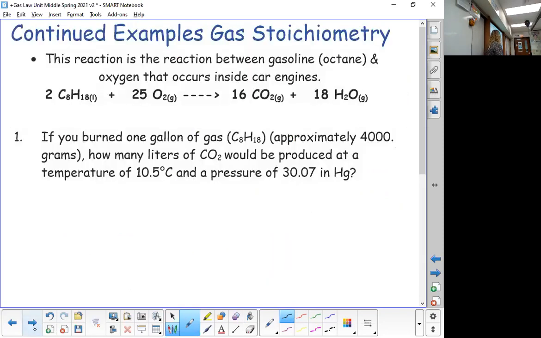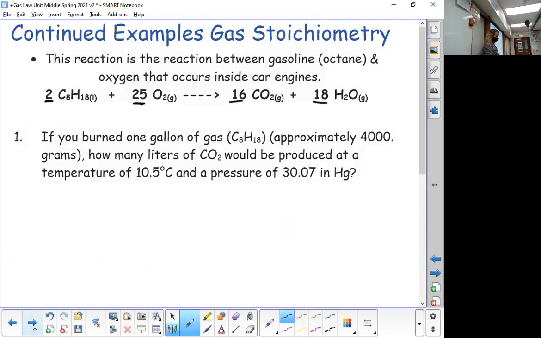One more, just because I think it's a cool application. You guys are new drivers, and I think it's good for you to understand the combustion reaction that's happening in the car tank that you're driving. I'm not spending our time balancing it because combustion reactions can have high coefficients, but for every 2 moles of octane that you burn, you need 25 moles worth of oxygen. You're going to form 16 moles worth of carbon dioxide and 18 moles worth of water.